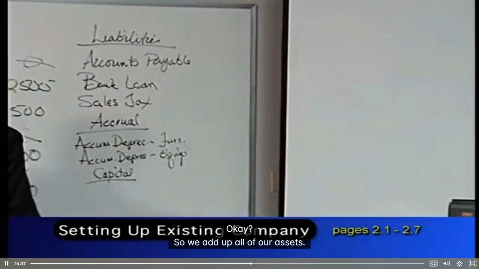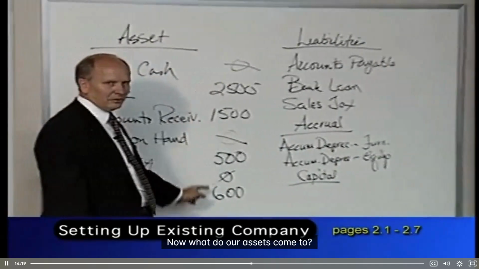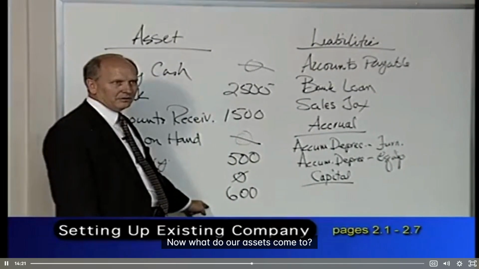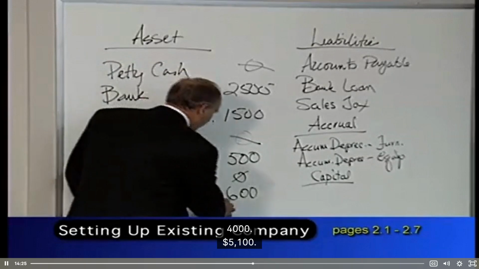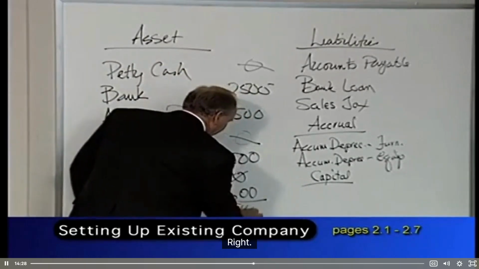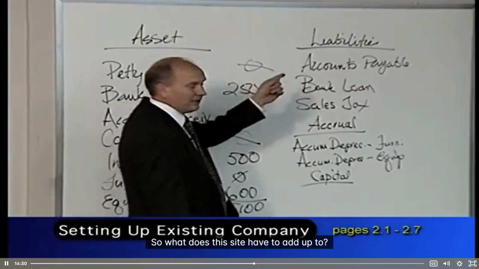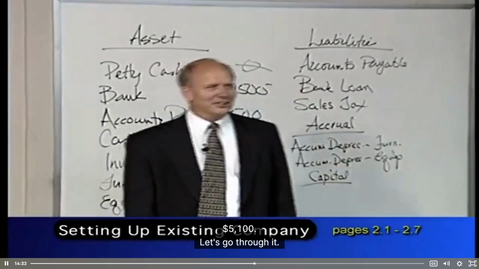Okay, so we add up all of our assets now. What do our assets come to? $4,500, right? $5,100. So what does this side have to add up to? $5,100. Let's go through it.